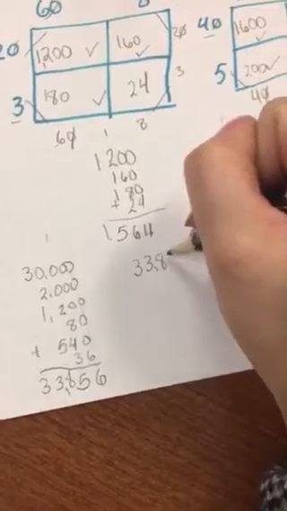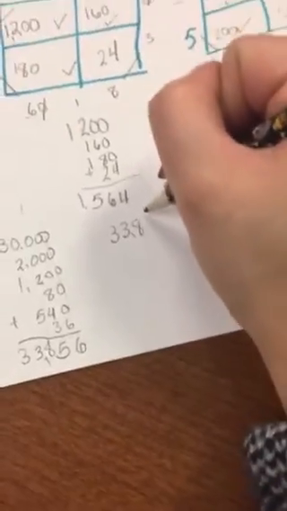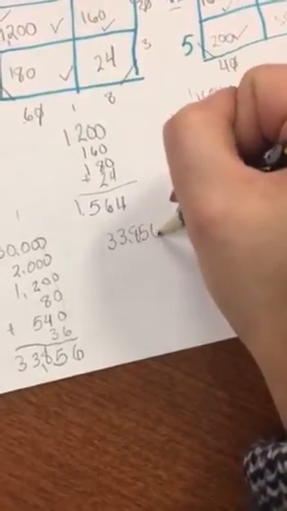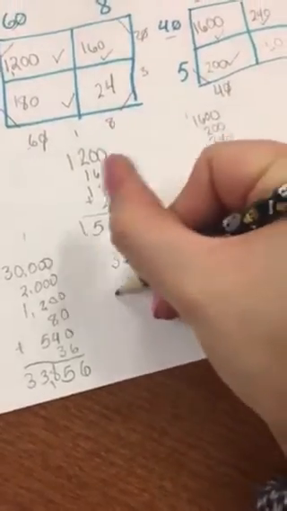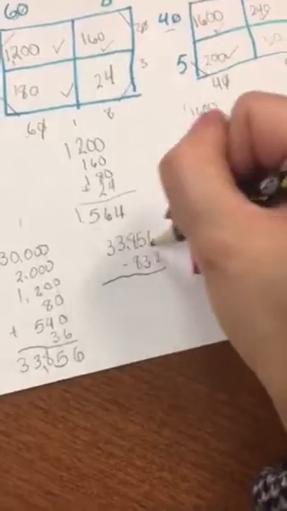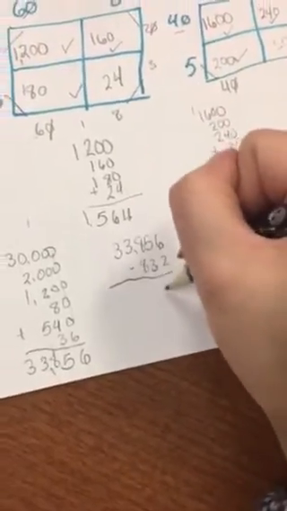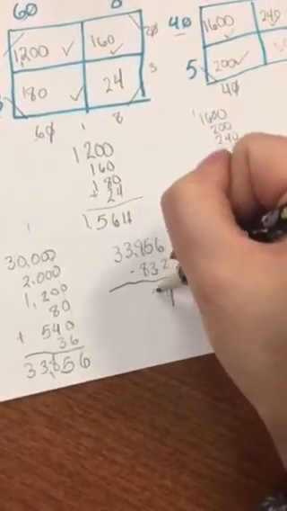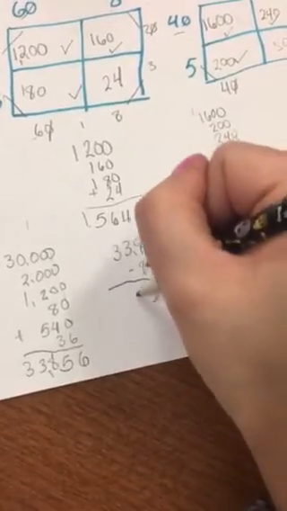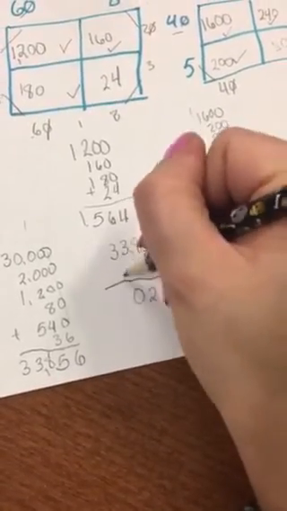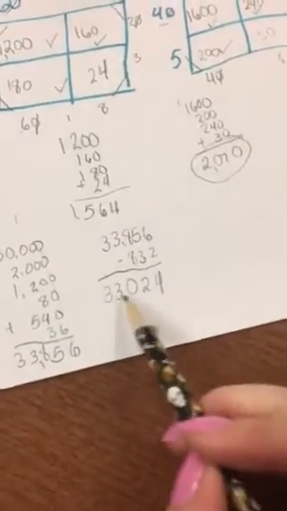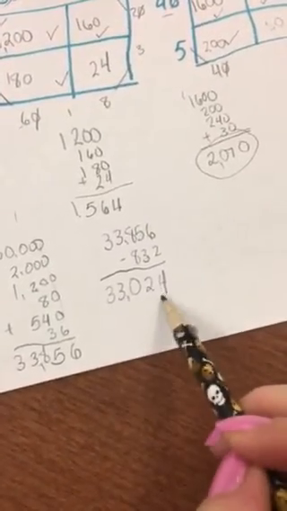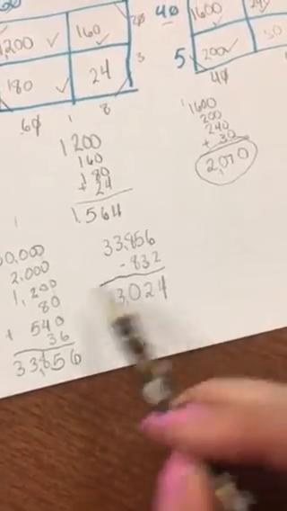But the question tells us that 832 of them are unoccupied, no one's sitting in them. So I need to know how many people are there, and I'm going to subtract this number from how many seats there are. 6 minus 2 is 4, 5 minus 3 is 2, 8 minus 8 is 0, and there's nothing to do here, so I can just bring down my 33,000. So there are currently 33,024 people seated as it is.